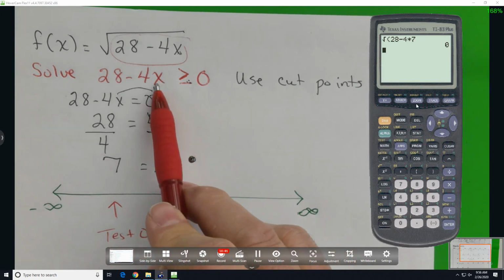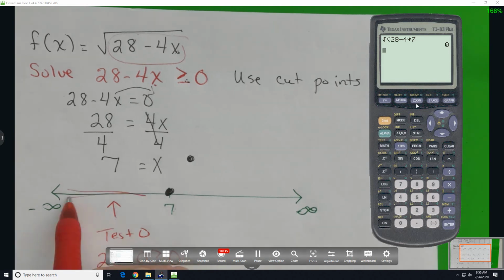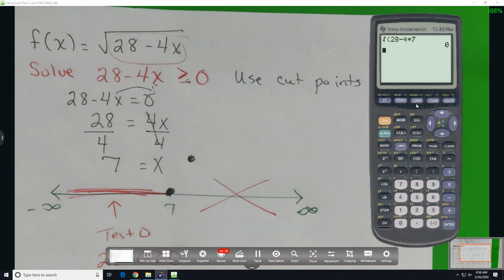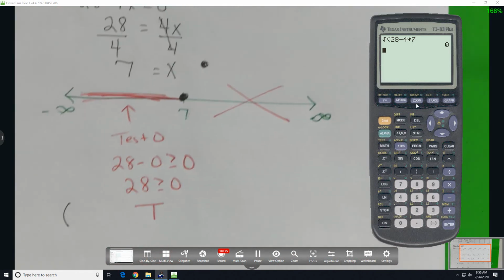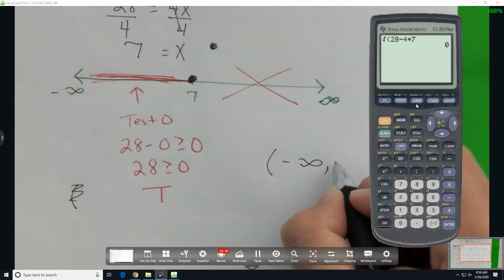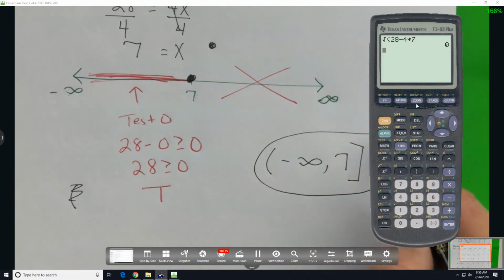4 times 0 is 0, so I'd have 28 minus 0 is greater than or equal to 0. Is that true or false? 28 is greater than 0. That's true. There's your domain. This one over here would be false. So the domain is parentheses negative infinity to 7 bracket. Okay.